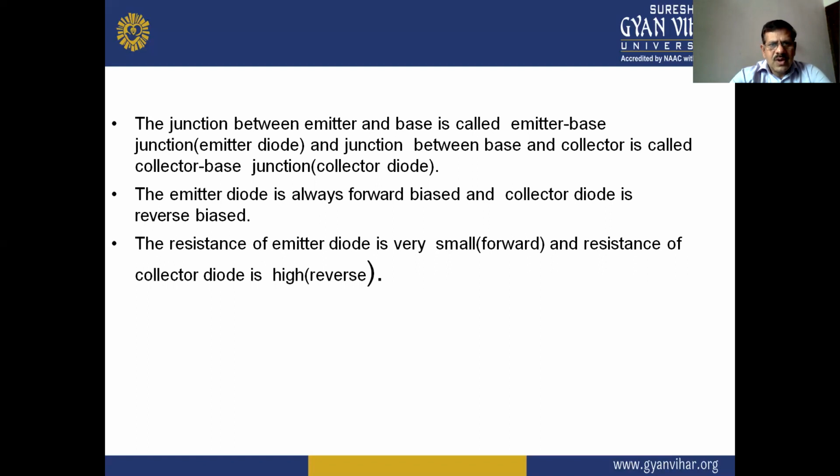The resistance of the emitter diode is very small, because a diode has very small resistance in forward biasing condition, and the resistance of the collector diode is high because in reverse biasing a diode has high resistance. So a diode has low resistance in the forward biasing case, and high resistance in the reverse biasing case.